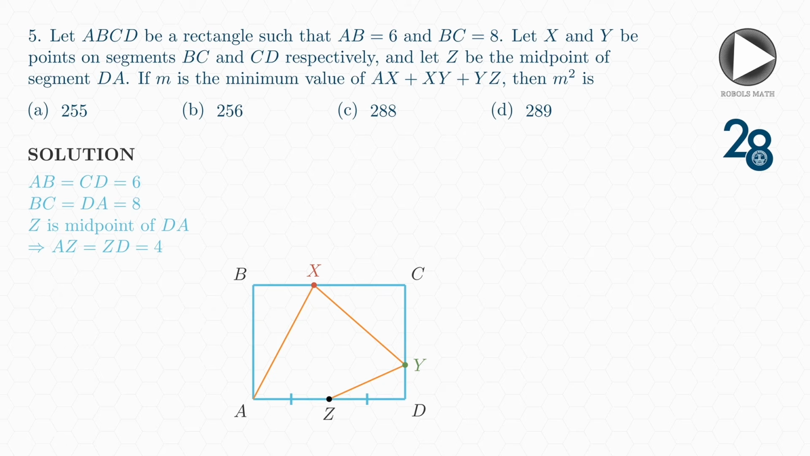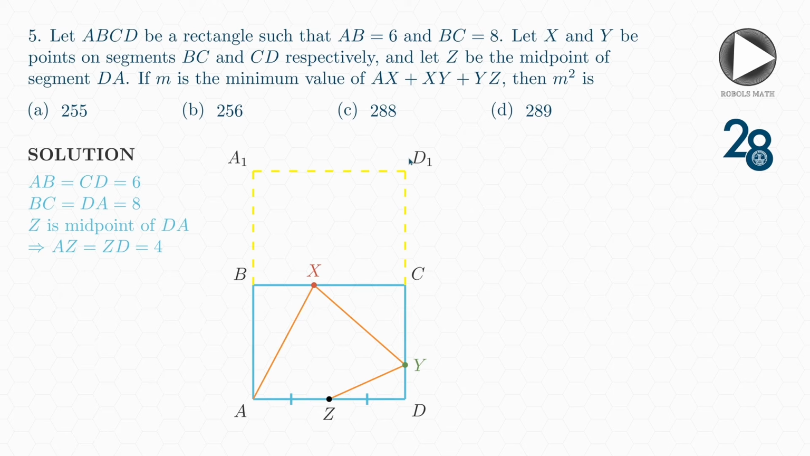So the next step here is to reflect this rectangle about the side BC. So if you do that, you have reflected this side to that one. So you have A going to another point. Let's call that A1. And then D goes to D1.